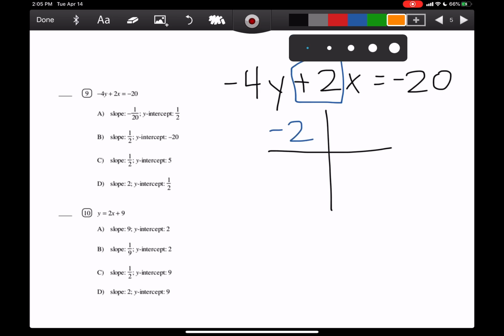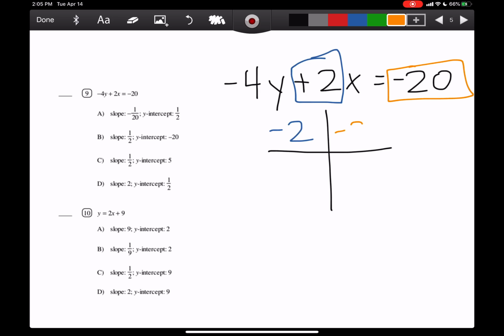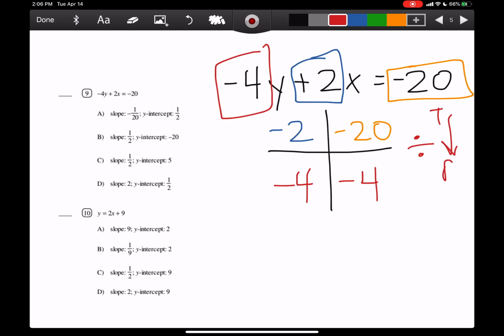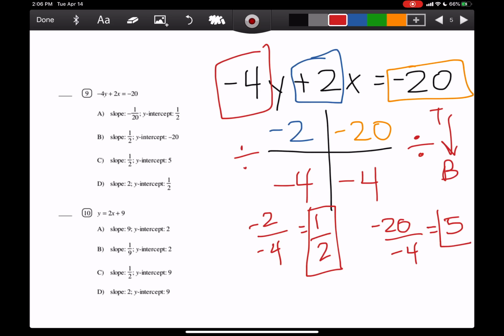I'm going to keep my answer here, which is a -20. And then I'm going to keep my y, which is a -4. I'm going to keep that for both bottom spots. Divide from top to bottom. That's going to give me -2 divided by a -4, and also -20 divided by a -4. So -2 divided by a -4 is just going to give me a +1/2. And -20 divided by a -4 is going to give me a +5. So I have a slope of 1/2 and a y-intercept of 5.